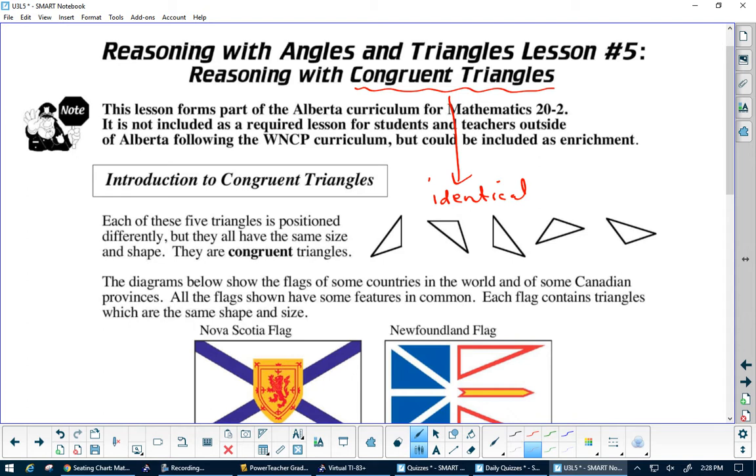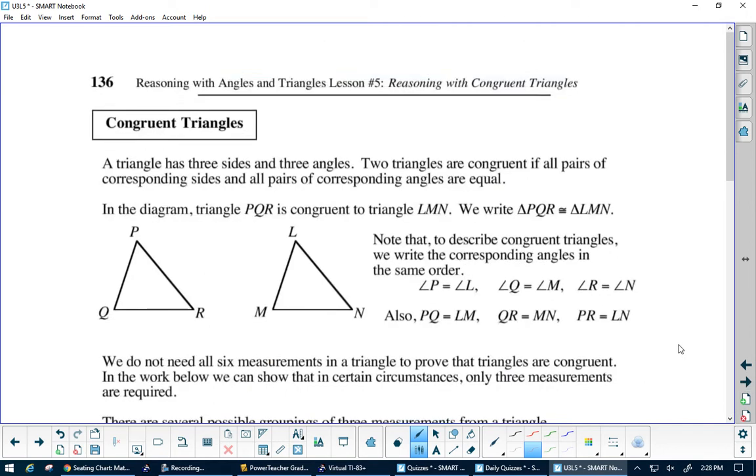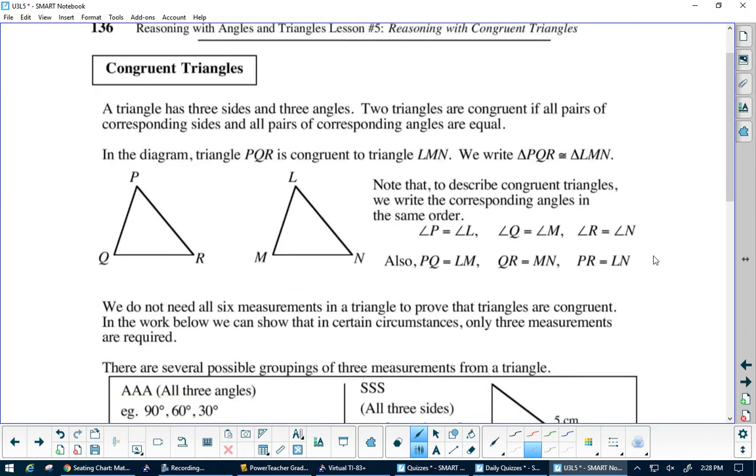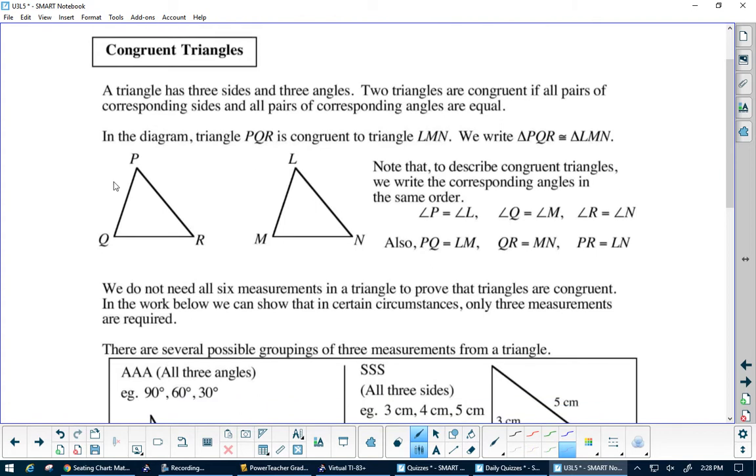Now, we don't want to get that mixed up with similar triangles. So let's go to the next page and talk about congruent triangles. We're saying that if these two are congruent, see right here it says angle P equals angle L, so these two would be the same. And angle Q equals angle M, so these two would be the same. And angle R equals angle N, so these two would be the same, right?